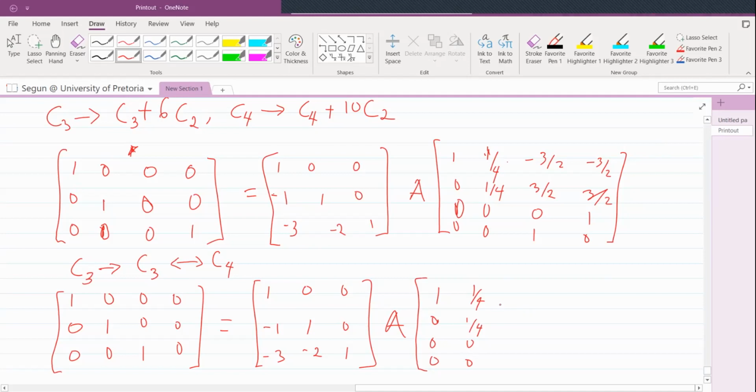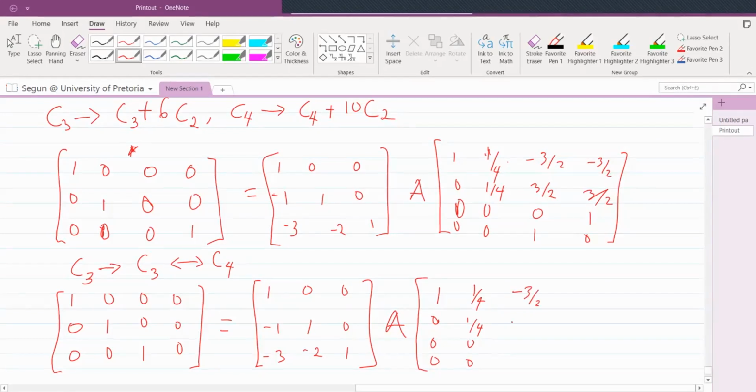Interchange, you can also interchange here the way it is, because we are performing column operation, which is minus 3 over 2. It's still the same thing there. Here 1, 0. Here is minus 3 over 2, 3 over 2, 0, 1.